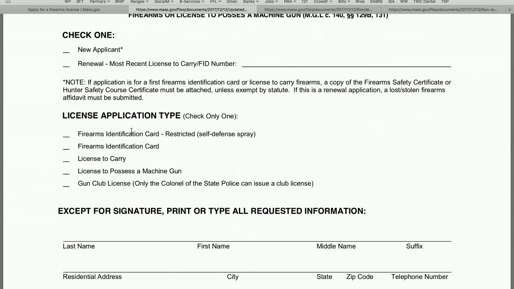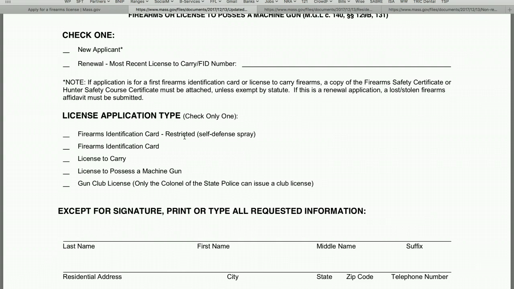What you don't want to do is click on this restricted self-defense spray. You don't want to click on the FID card unless you're under 21. What you want is the license to carry. I'm not sure why they make the variation between an FID card and then a restricted version of it. I just think it's a way to trick people, so don't fall for that trick right there.